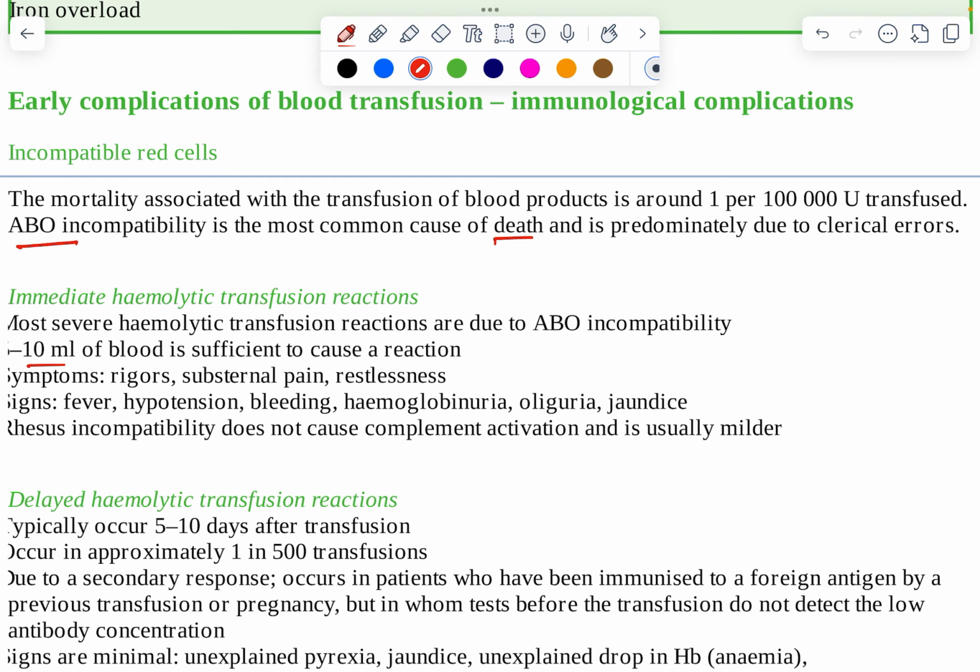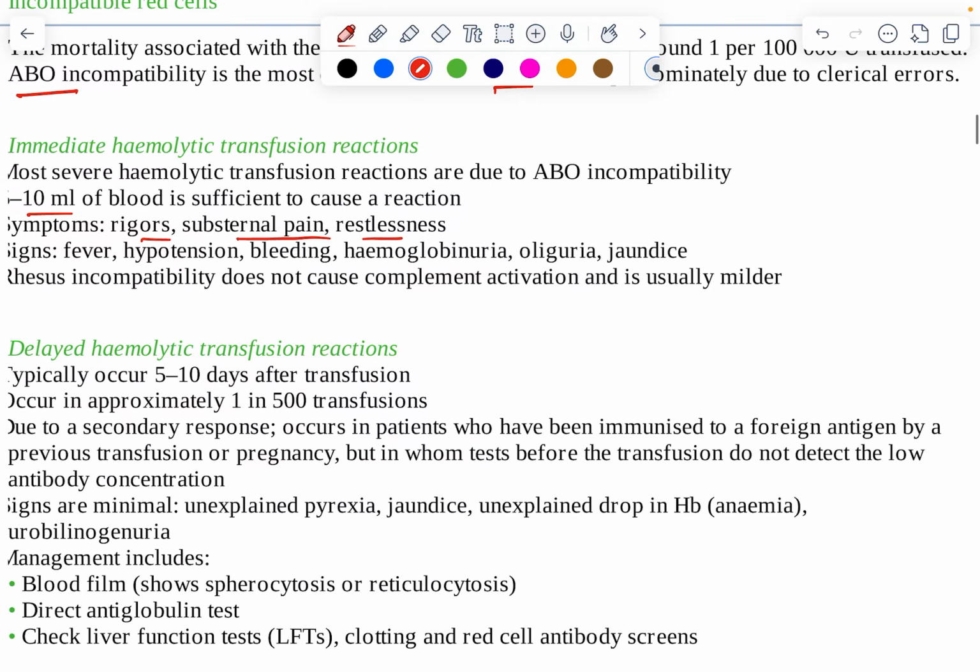The most common cause of death is ABO incompatibility. Immediate hemolytic reaction is the most severe hemolytic reaction. 10 ml of blood is sufficient to cause a reaction. Signs include rigors, substernal pain, restlessness, severe bleeding, and hemoglobinuria.